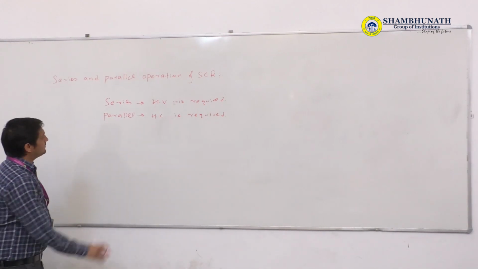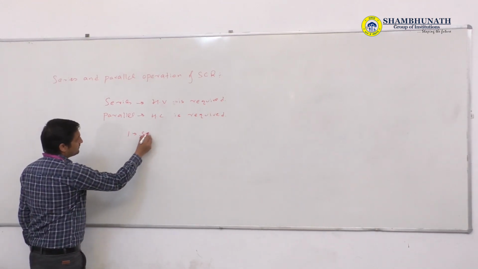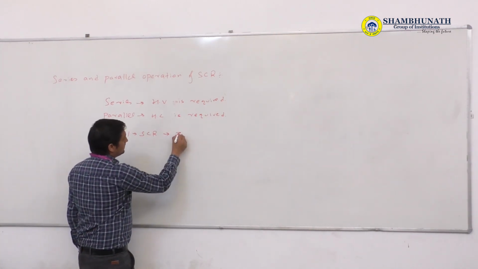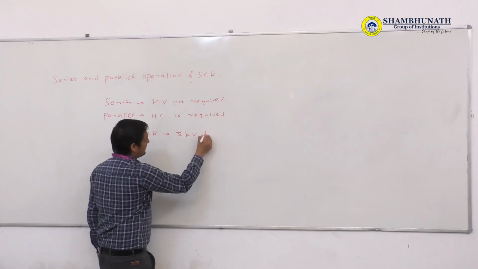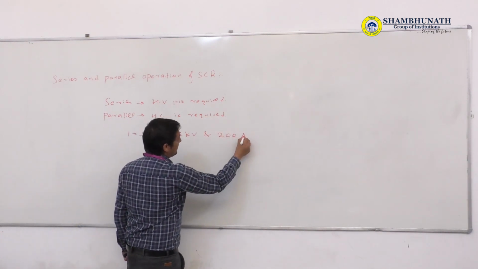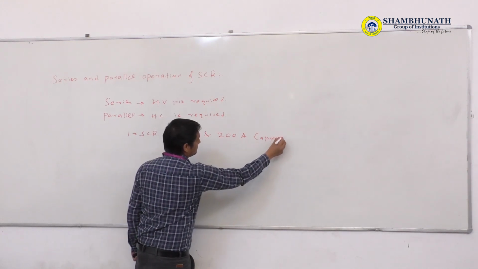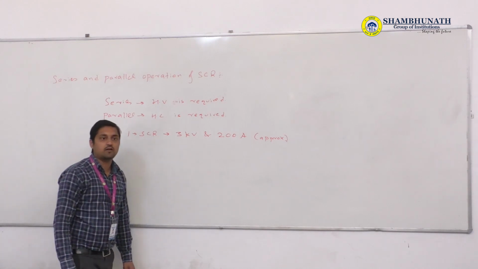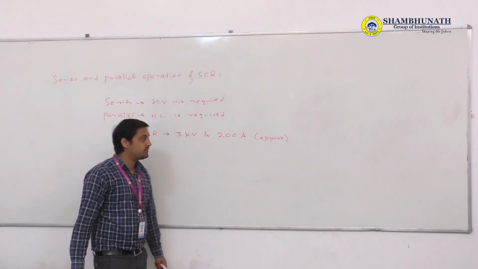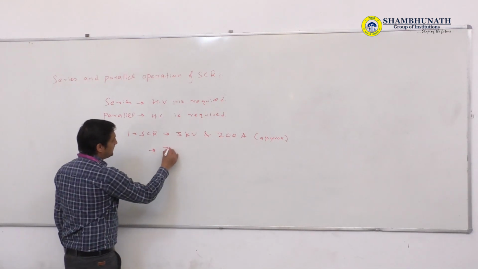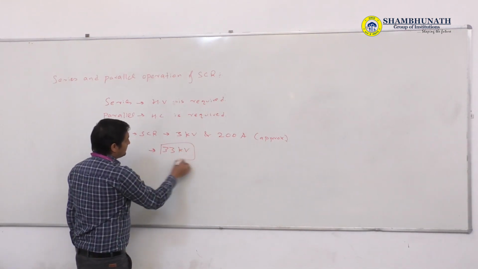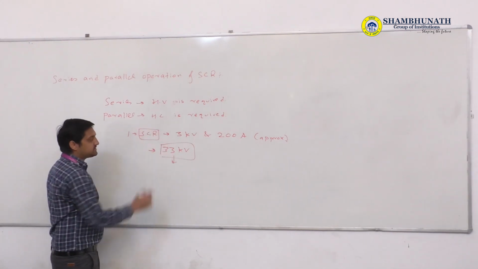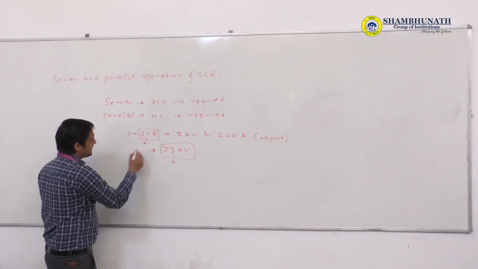Now suppose the rating of one SCR is 3 kV and approximately 200 ampere, and we have to use this SCR for an industrial load or in a power system where the voltage is approximately 33 kV. If this high voltage is applied across a single SCR, then this SCR gets damaged.